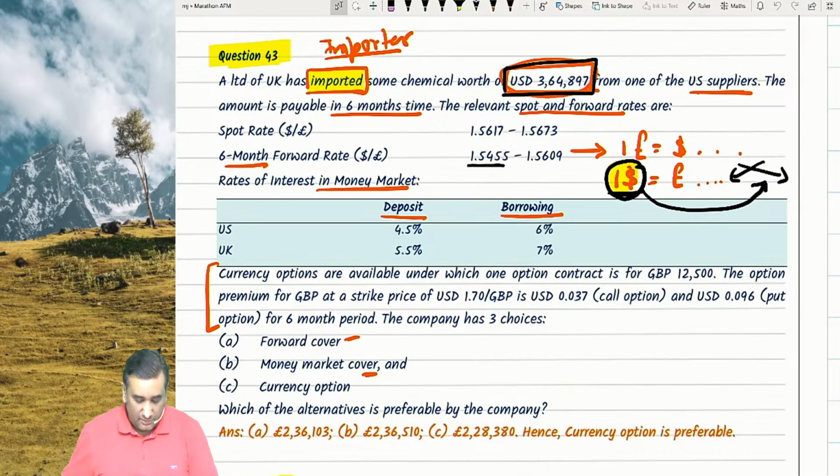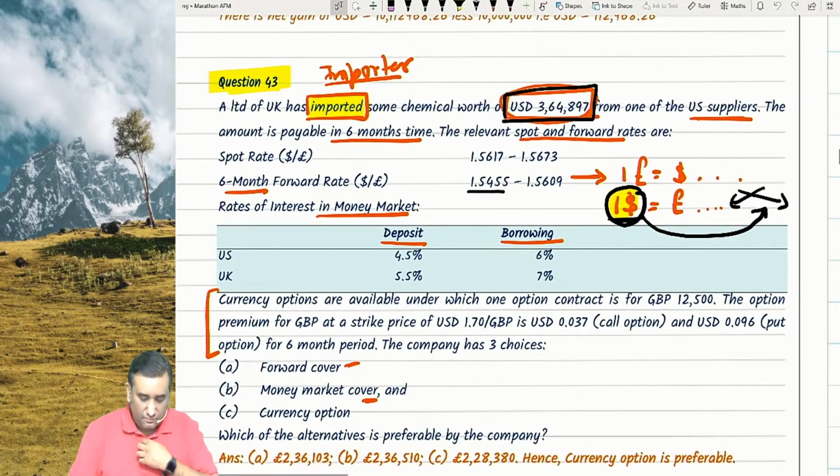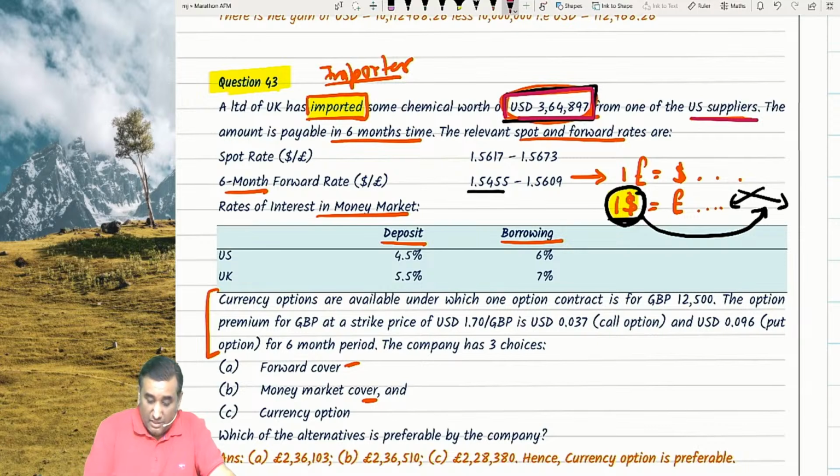Importer A Limited. A Limited of UK has imported some chemical worth USD 4897 from one of the US suppliers. Amount is payable in 6 months time. Relevant spot and forward rates are as follows. Forward rates of interest in the money market are. Now before I read further, he's an importer and he has to make a payment of what?